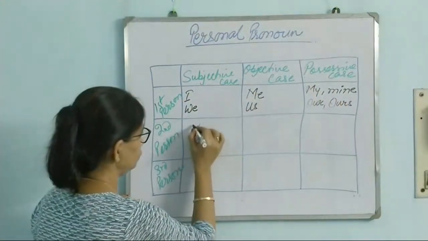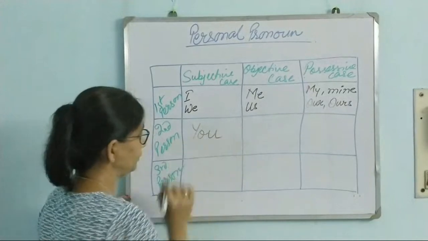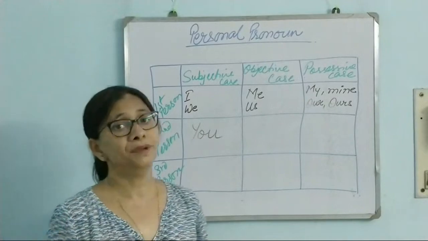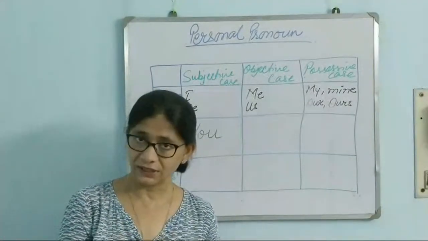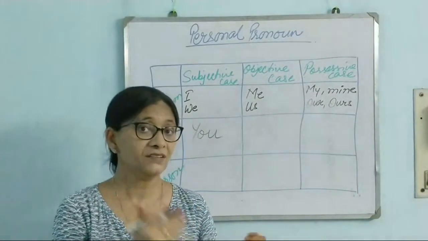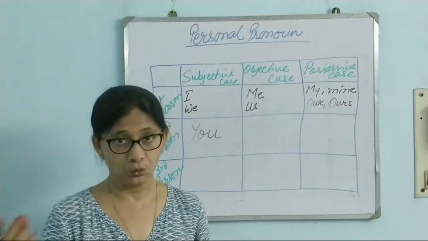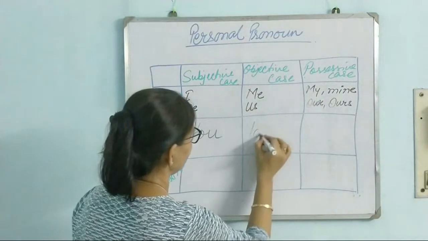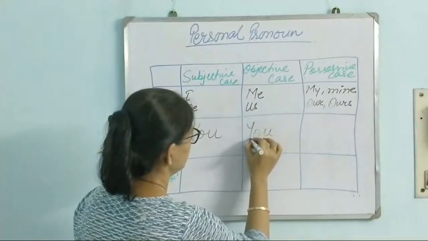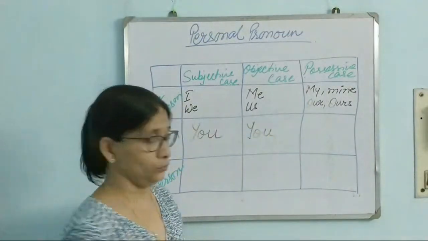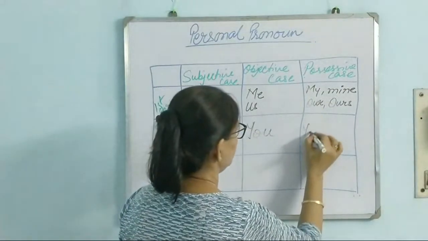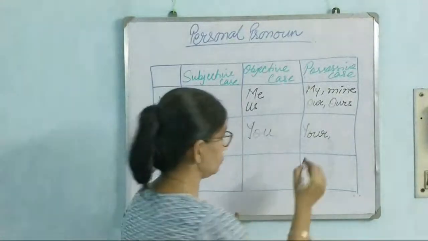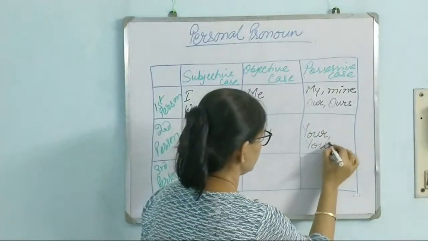Second person is you, as you all know. Subjective case: you built this house. You is used as subject. This house was built by you. So here you is used as an object. So you can be subject as well as object. This is your house. It is possessive. Your. And this house is yours. So this is also possessive.